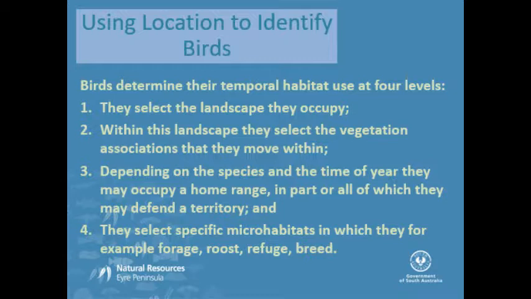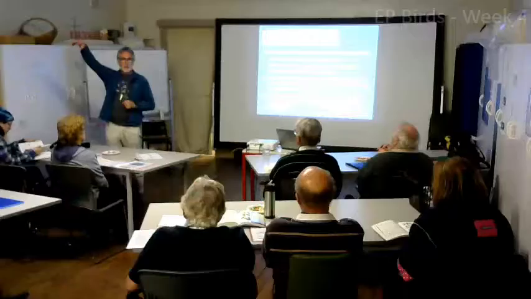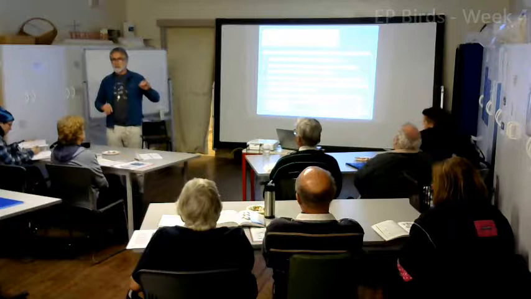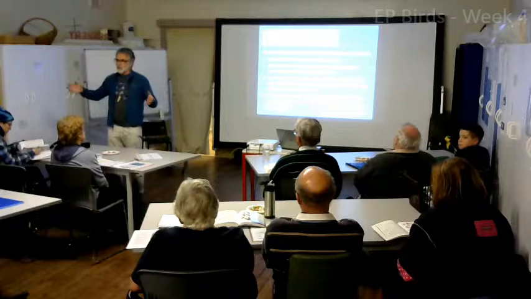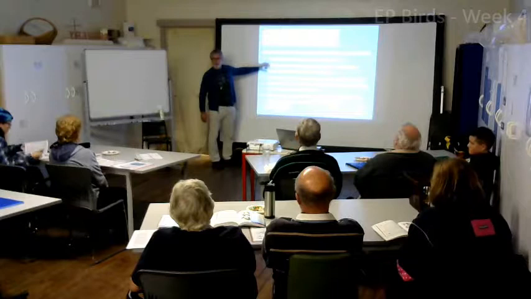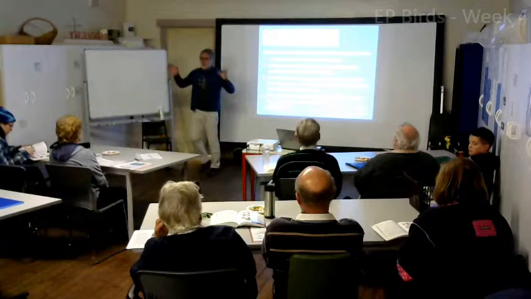Then within that landscape, they then start to select the different associations of vegetation. So around this area, it might be sugar gum versus the EP blue gum and red gum along the creek lines. They might be selecting one over the other, or it might be that they're selecting mallee or casuarina associations independent of each other. So when they've selected within the landscape, they then have the ability to select the associations, the vegetation types that they're using.